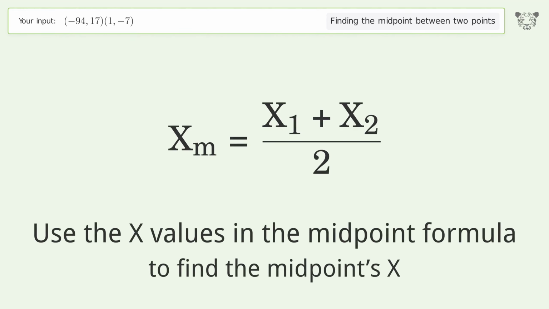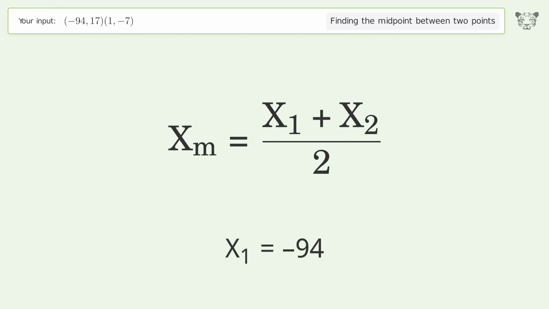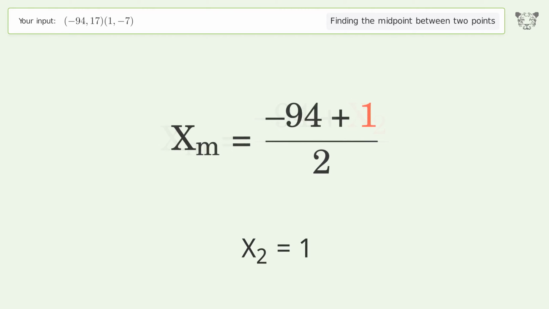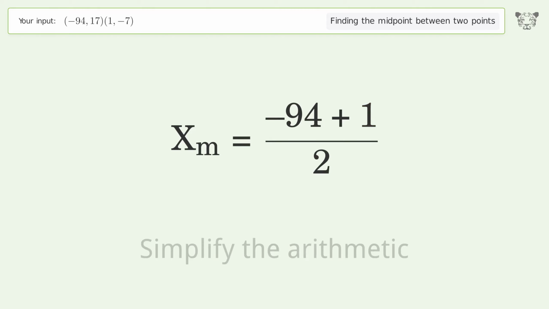Use the x values in the midpoint formula to find the midpoint's x. x1 equals negative 94. x2 equals 1. Simplify the arithmetic.